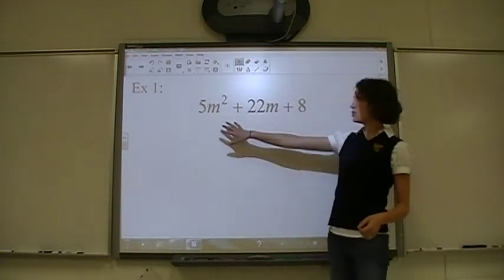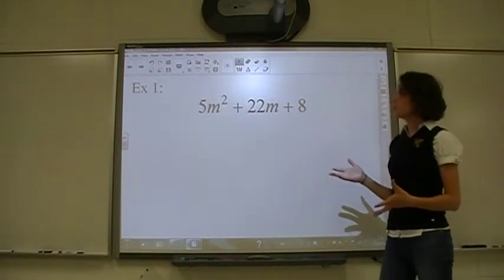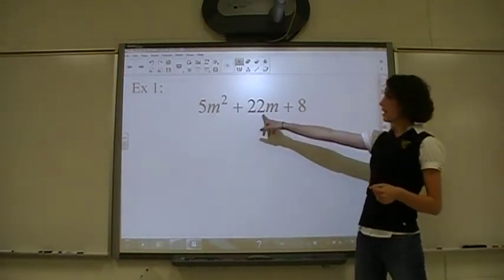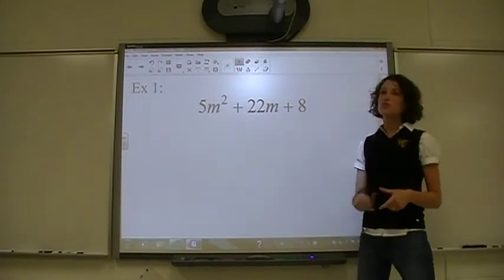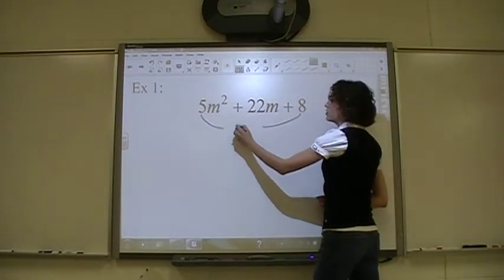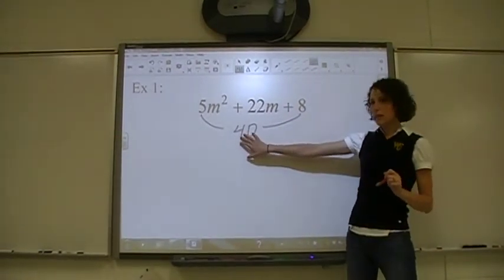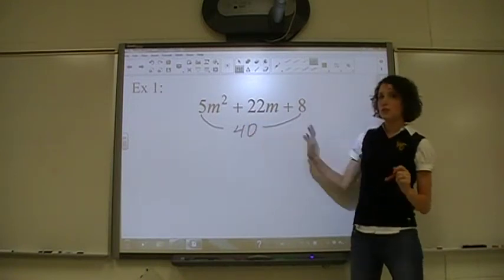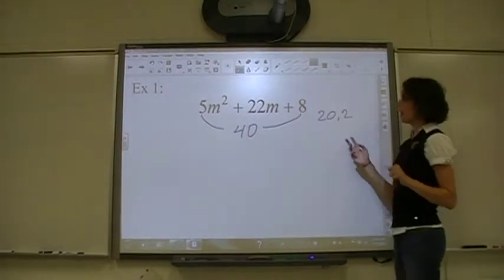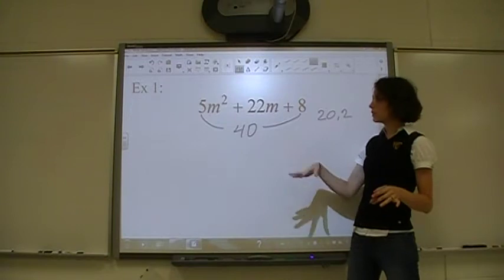We've got 5m squared plus 22m plus 8. Now we have only done this once before, with the perfect squares, so we see that we have a middle term here. Whenever you have a middle term, you want to do 5 times 8, which gives me 40. Now you want to find factors of 40 that add to 22. If you think about it, 20 and 2 are my two factors of 40 that add to 22. So this is the part that's called the rewrite method.